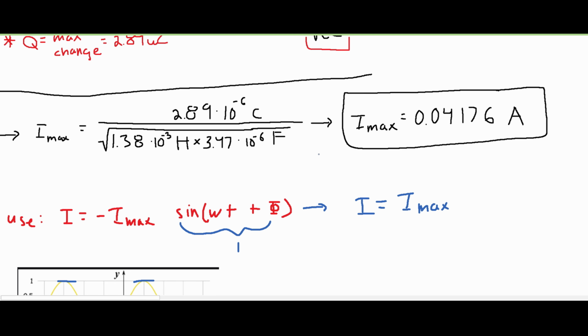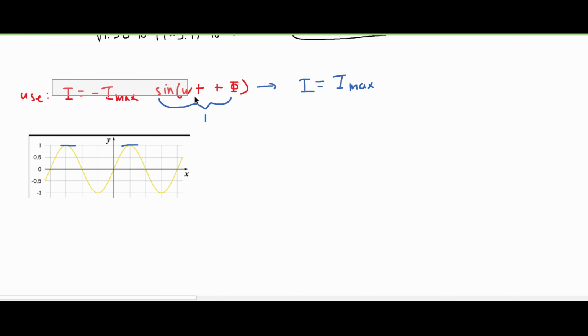Another formula that we could use, instead of this right here, would be this. Replacing our I naught with I max, and that is practically the same formula. The only difference is that we have a cosine and there's no negative out front.